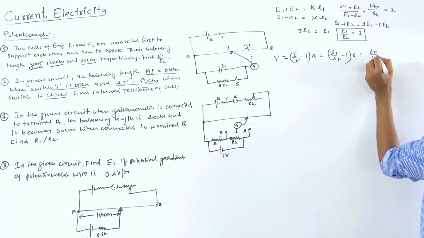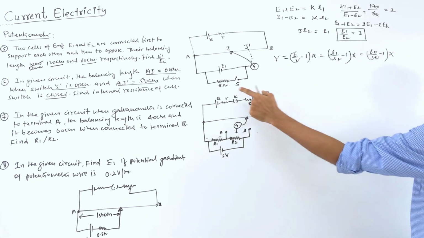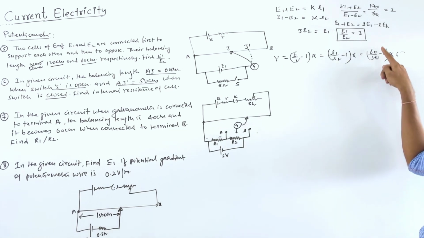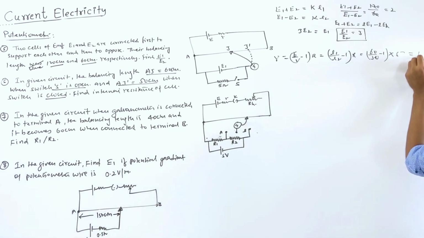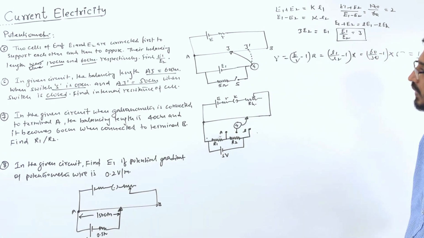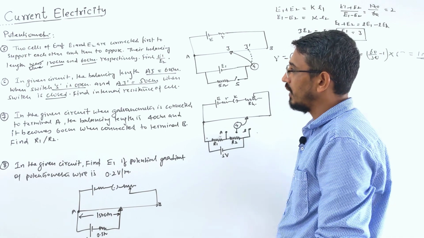60 by 50 minus 1 into resistance connected here, how much given? 5 ohm. Correct. So this becomes simply 1 by 5 into 5, so it's coming 1 ohm. Check it. 60 minus 50 is 10, 10 by 50 is 1 by 5, 1 by 5 into 5 is 1. Correct only.